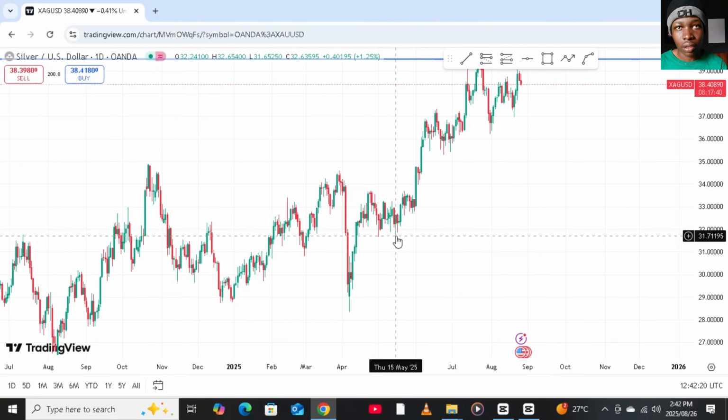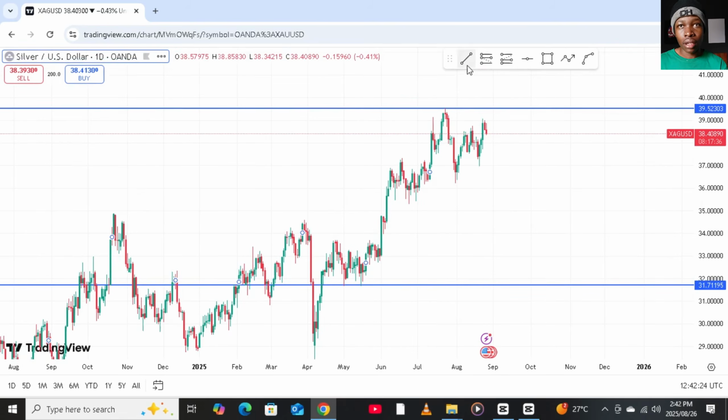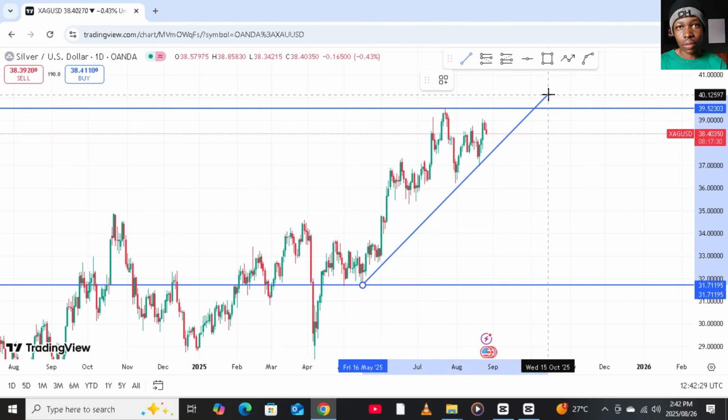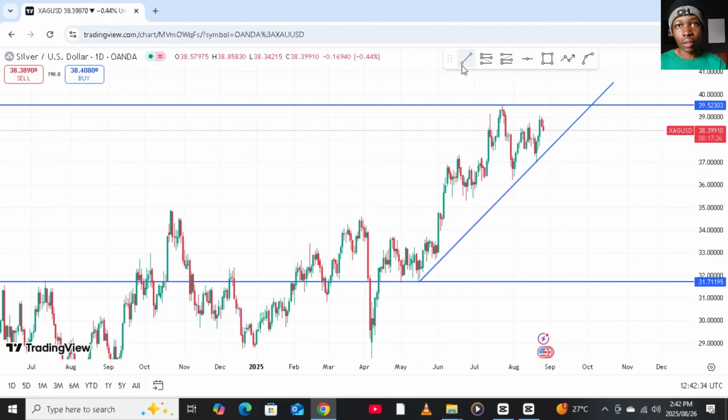Not this one, but this one. This one right here, right? And then I think we'll have a perfect trend line going like this. Yes, this is what I want. This is actually a perfect trend line.